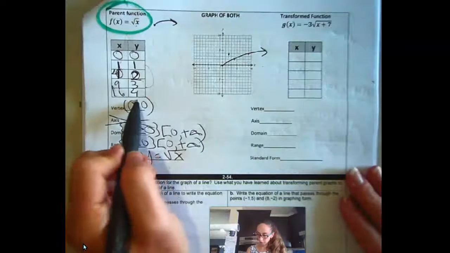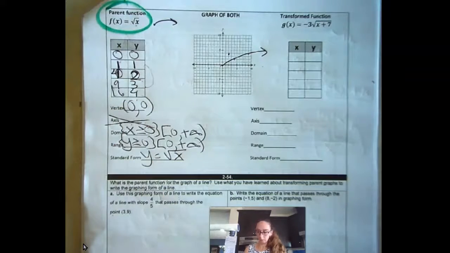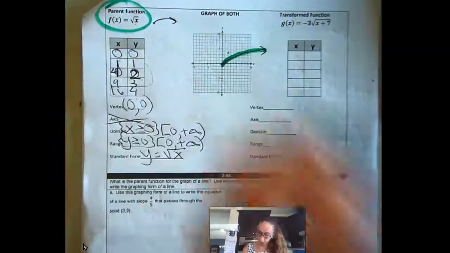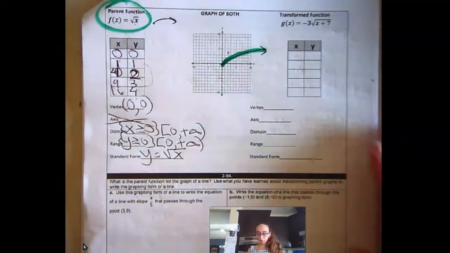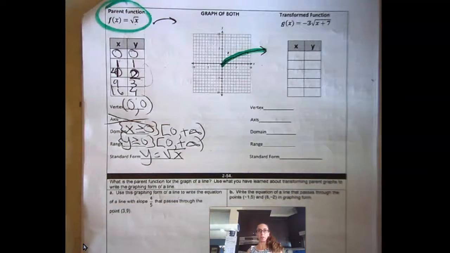So we graphed the parent function. Now we're going to graph this transformed function. So let me show this. Okay, there's the parent. So transformed, let's see if you know the transformation. How many transformations are there?